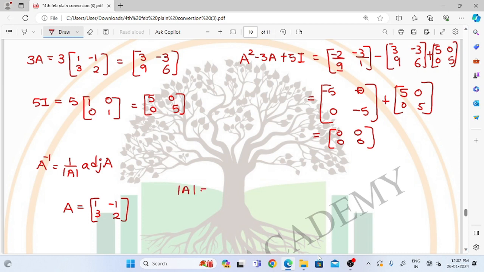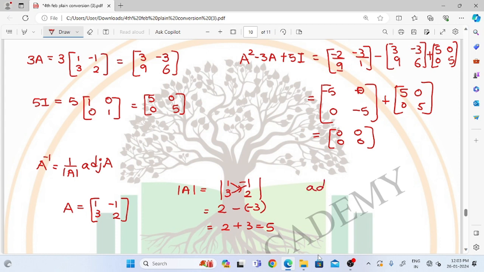The determinant of A is for [1, -1; 3, 2]: 1 into 2 is 2, minus 3 into minus 1 is minus of minus 3. So 2 minus minus becomes plus 3, that is 5. So the determinant is not equal to 0, which means we can find the inverse.